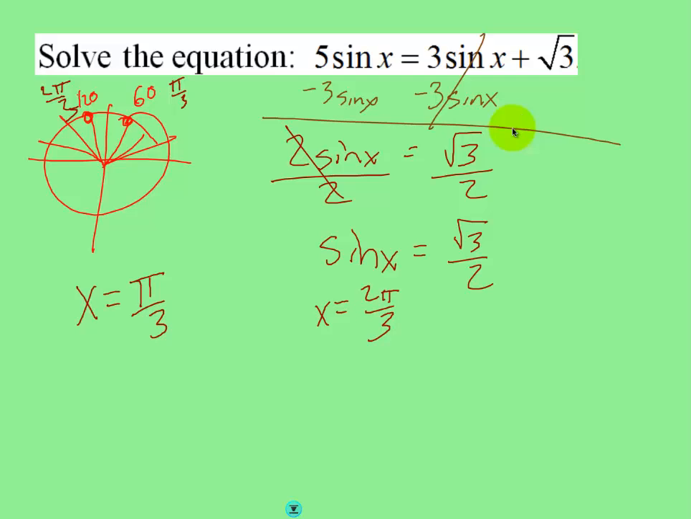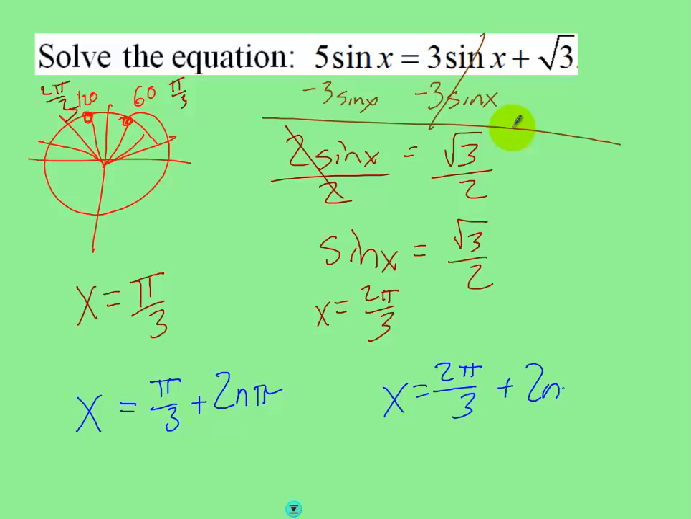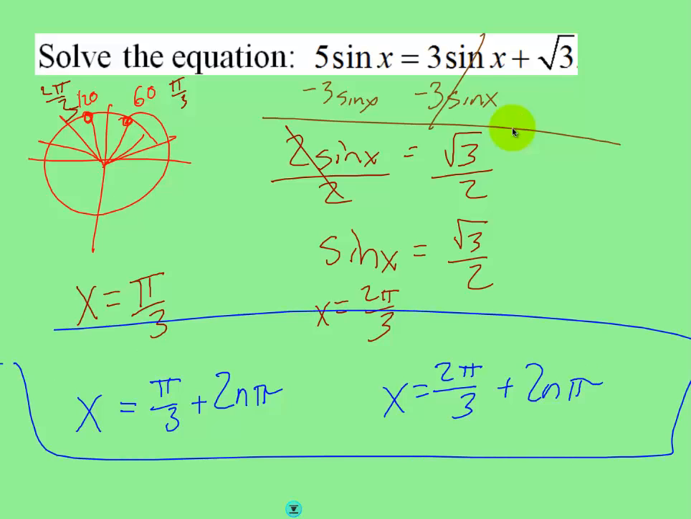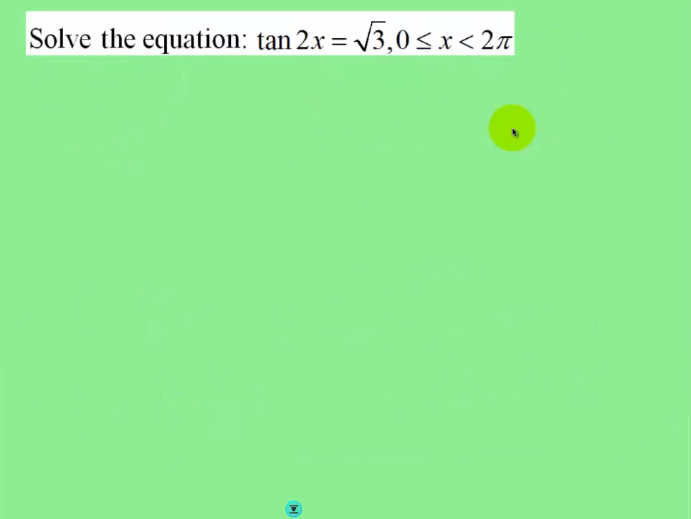But we have an infinite number of solutions, so we just have to add the extra 2 pi at the end. So pi over 3 plus 2n pi, and x equals 2 pi over 3 plus 2n pi. So these are my solutions. That'll cover everything that will satisfy that equation.